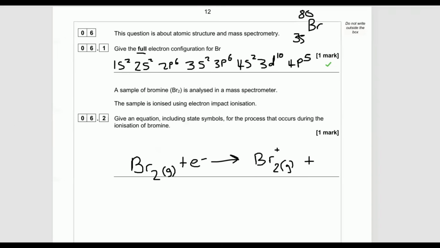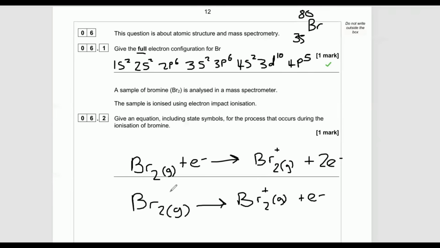So we've got this electron that smashed into the bromine, knocking another electron off, so we're going to have 2e minus. That's just one way of representing it. The more common way is actually like this. Br2 gaseous arrow goes to Br2 plus gaseous and 1 electron. So you're not showing the electron impacting it, which is probably the more common, easiest way to write it. You're just showing the electron that's being lost by the impact. Yeah, either of those will get you the mark.